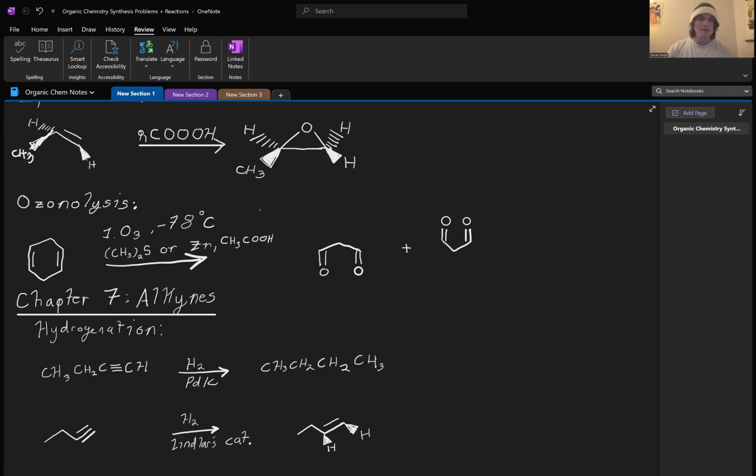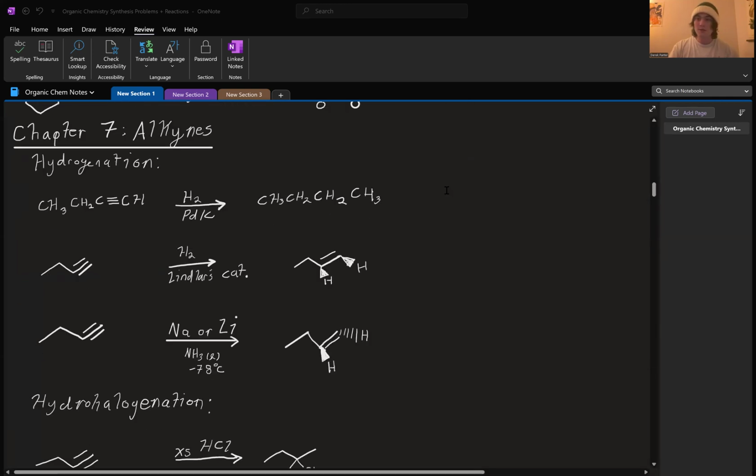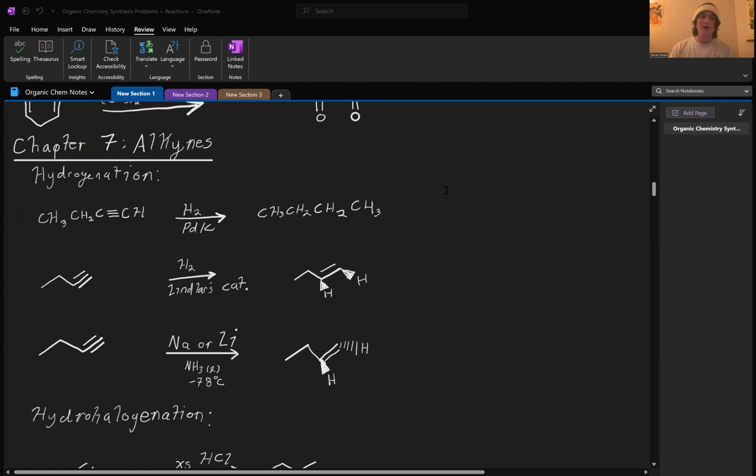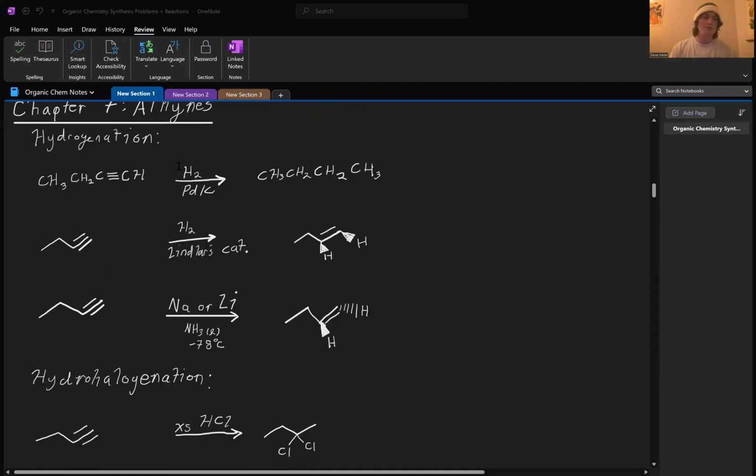All right, so that covers our chapter 6 reactions. That should be good. All right, we're getting back into the reactions here. So now we're working with alkynes, that's a triple bonded carbon. So, similar reactions to chapter 6 reactions with the alkenes, but it's a little different.